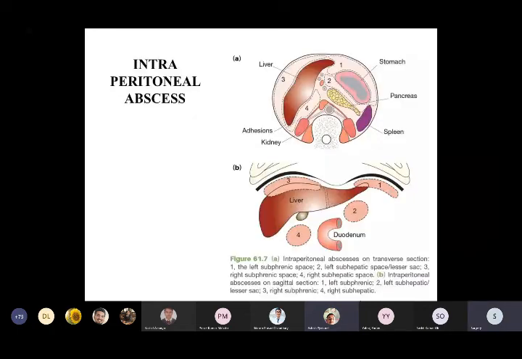Intraperitoneal abscess: there are four intraperitoneal spaces. In figure A, the transverse section, and in figure B, the sagittal section. In figure A, number one is the left subphrenic space, number two is the left subhepatic space or the lesser sac, number three is the right subphrenic space, and number four is the right subhepatic space. Similarly in the sagittal section, number one is left subphrenic, number two is left subhepatic or lesser sac, three is right subphrenic, and four is the right subhepatic.